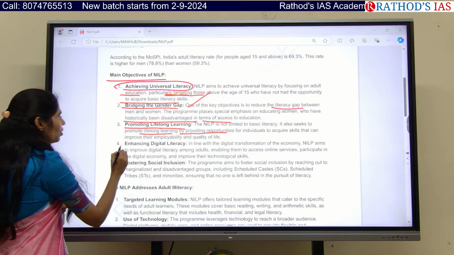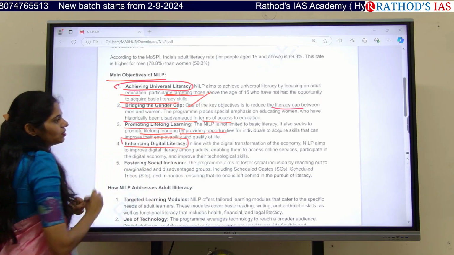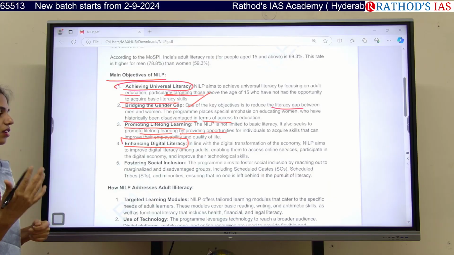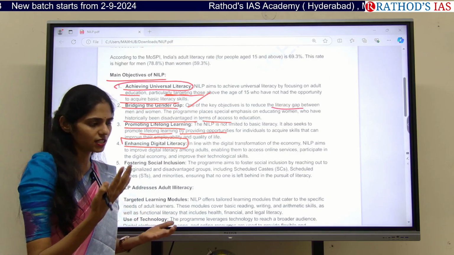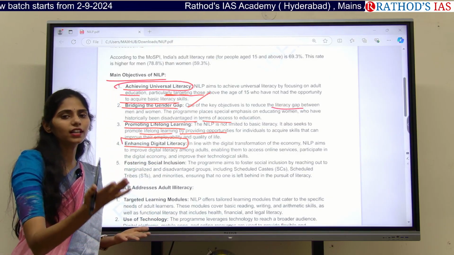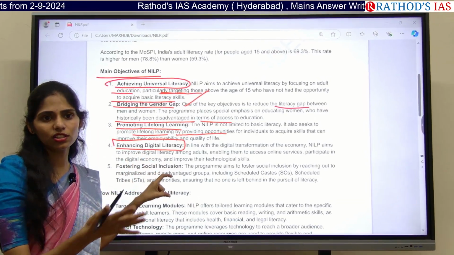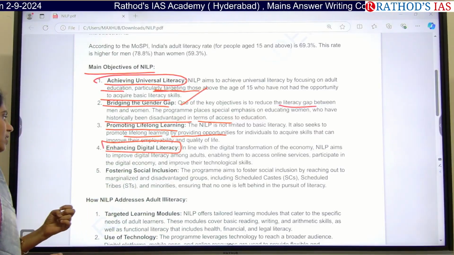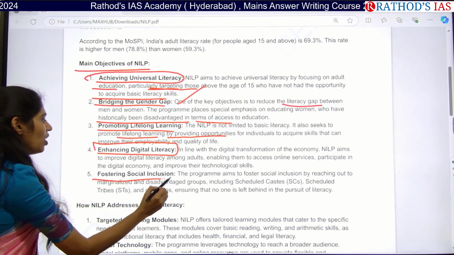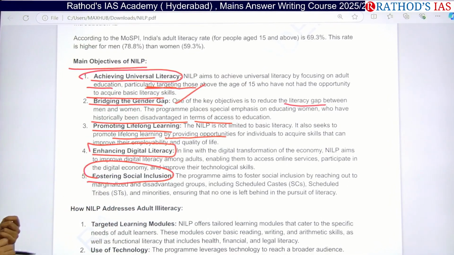Okay, next one is we are also enhancing digital literacy. We are using digital platforms where you can voluntarily register for this scheme. What are the apps that you are using here? Diksha app. You can write about that app. And next one is we are also focusing on improving social inclusion.